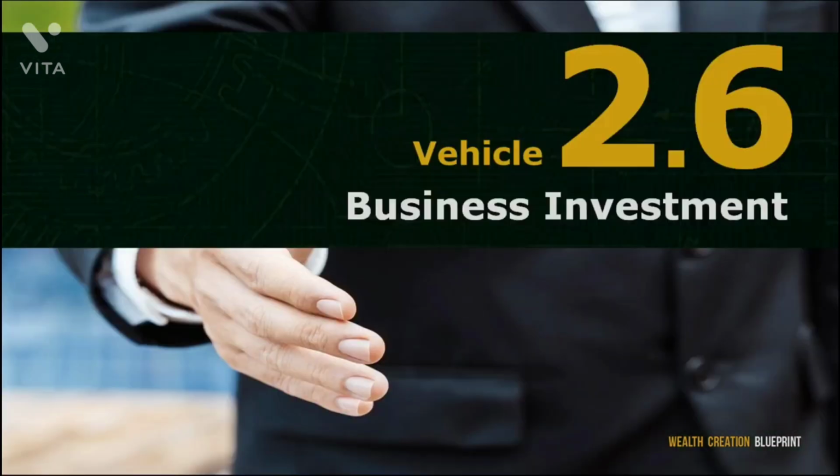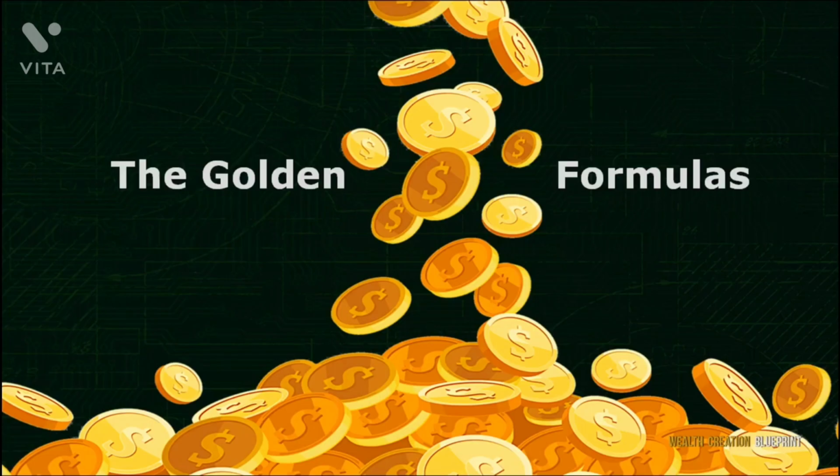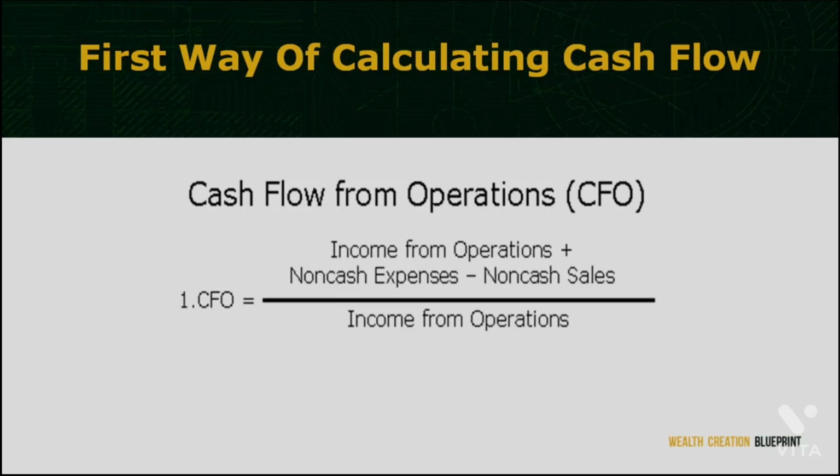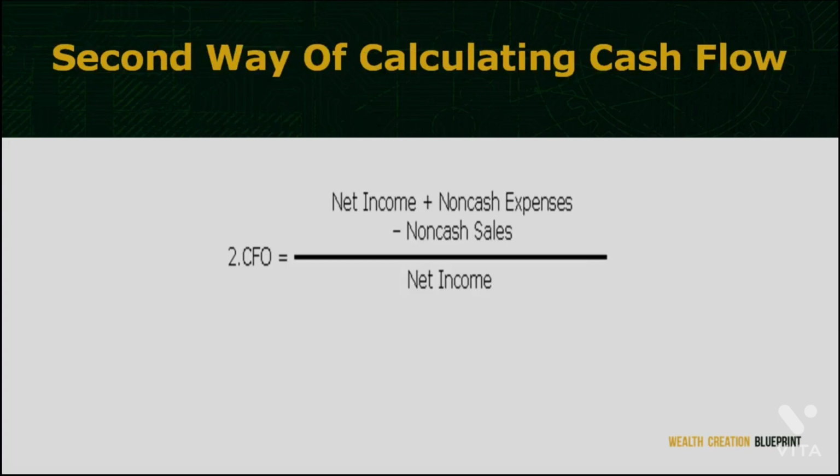In this module, we will be continuing Part 2 of Step 2. Formula 3. Cash flow is king, and that is, positive cash flow is king. Cash flow from operations can be calculated in 2 ways. The first one is subtracting the non-cash sales from the sum of the operation income and non-cash expenses, then dividing it by the income from the operation. Another way to calculate cash flow from the operation will be subtracting the non-cash expenses from the sum of the net income and non-cash expenses, then dividing it by the net income from the operation.